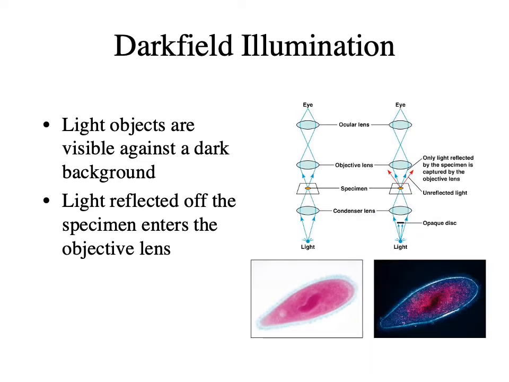In Darkfield illumination, the light objects are visible against a dark background. You can see the object or the specimen a little bit clearer when it's against a dark background using Darkfield illumination. The light is reflected off the specimen.